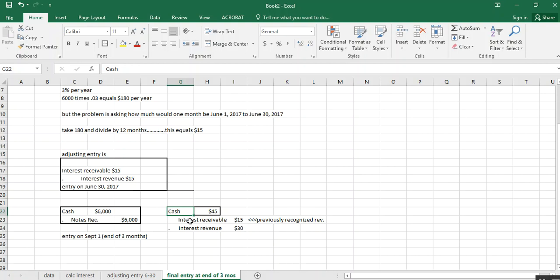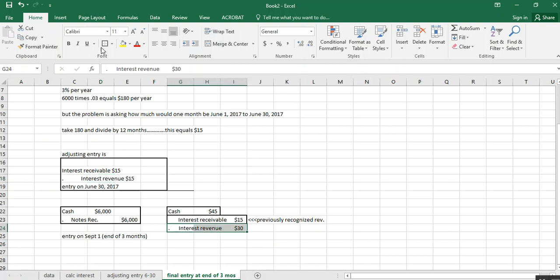We want to recognize the fact that our interest receivable, the one we booked back on June 30th, is now collected. So we need to take this off the books. When we collected that $45, that interest receivable is no longer due us, because we just collected it. We collected it not back here, because this is the reason we're doing an accruing entry back on June 30th. We're collecting it here at the conclusion of 3 months. And then the difference, because we didn't just earn $15, we also earned $30.